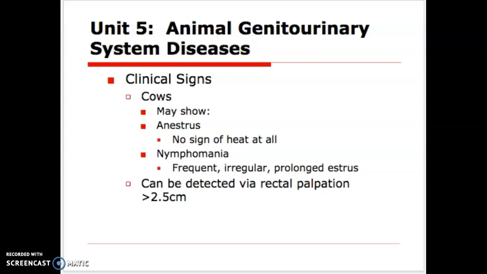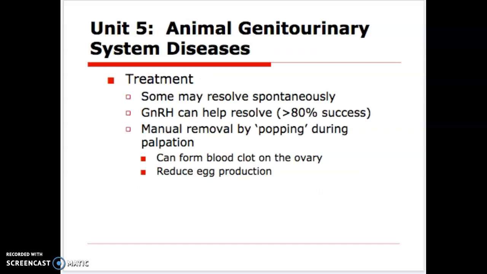Or you have nymphomania, which is frequent, irregular, or prolonged estrus. In my experience, you'll see them come into heat maybe every 3 to 5 days, and you'll breed them and in 3 to 5 days they're in heat again. That's a typical symptom of a follicular cyst. These are detected with either rectal palpation or ultrasound.